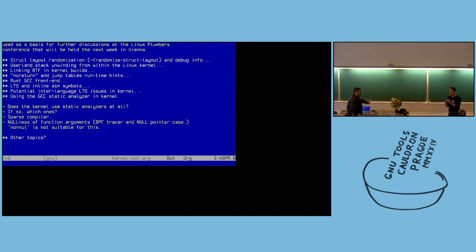Okay, should we go to the next topic? Yeah, we have to move on, but just one final thing. This is a shameless plug: there's a tracker bug in the GCC Bugzilla for running the GCC static analyzer on the kernel. If anyone is looking for an exciting new project to work on, it's bug 106358, a tracker bug in GCC Bugzilla.